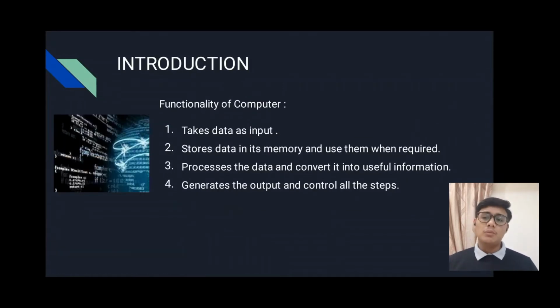The functioning of a computer is that it takes the data as input from the user and stores the data in its memory and uses them when required. And next, it processes the data and converts it into information, generates the output, and controls all the steps above. That's all.